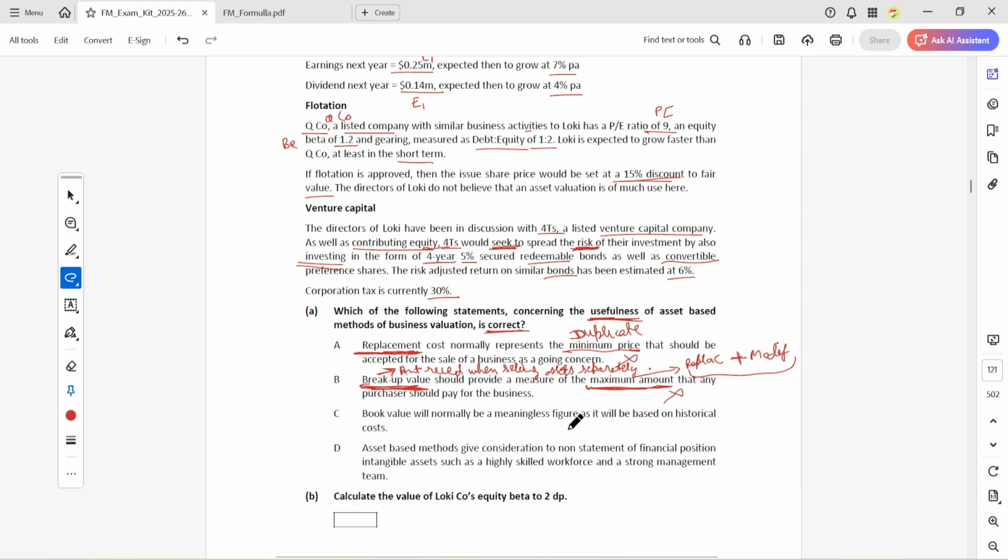Book value will normally be a meaningless figure as it will be based on historical figures. So yes, because book value is just the starting point. The book value in accounting does not necessarily correspond to real value. It is not the real value of the company, so it's irrelevant.